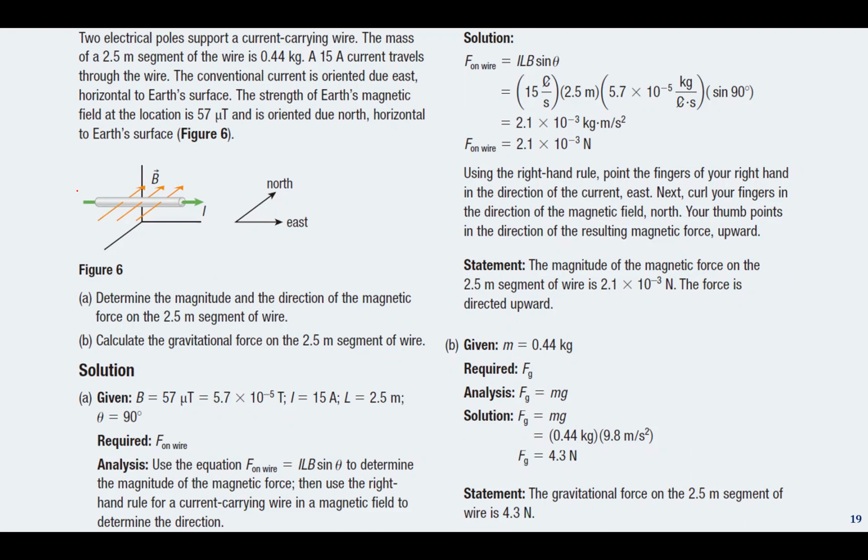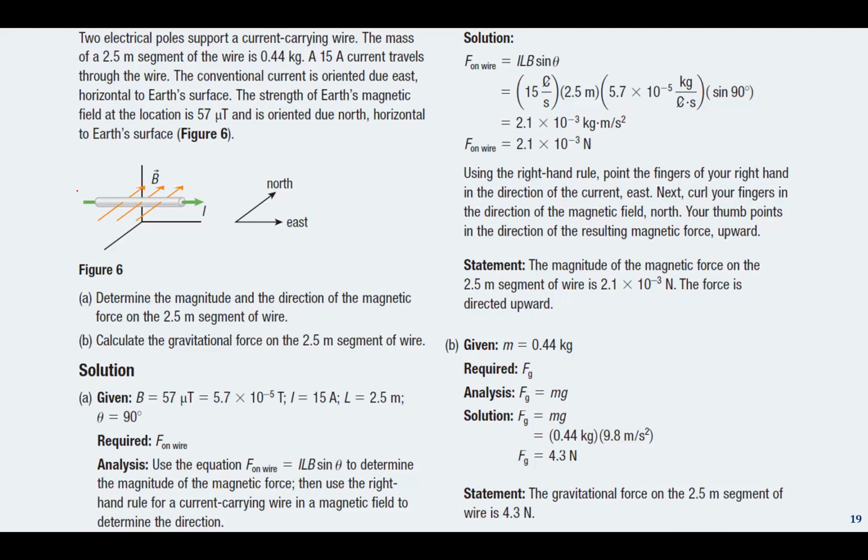So we can use the equation for the magnetic force on a wire, F on wire equals ILB sine theta, to determine the magnitude of the magnetic force. Then use the right-hand rule for a current carrying wire in a magnetic field to determine the direction. If we put all the values in, we know the magnetic force on the wire is approximately 2.1 times 10 to negative 3 newtons.